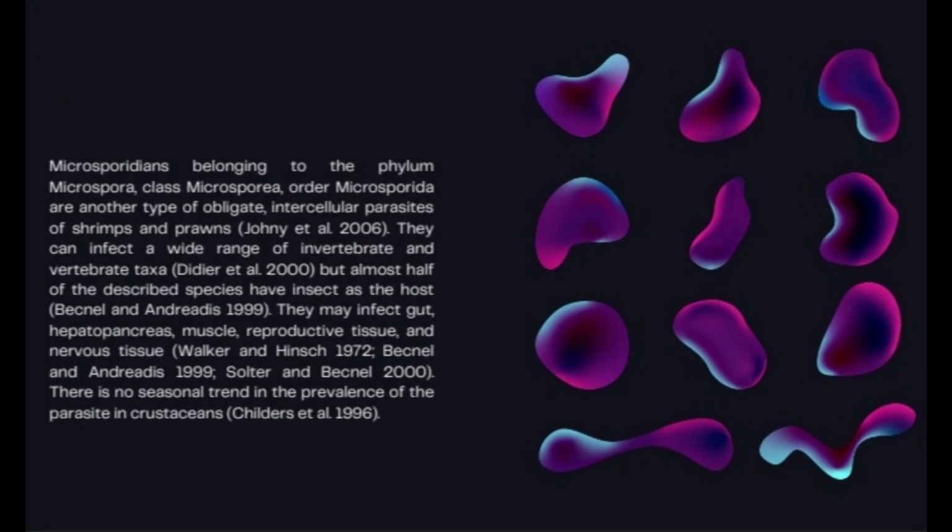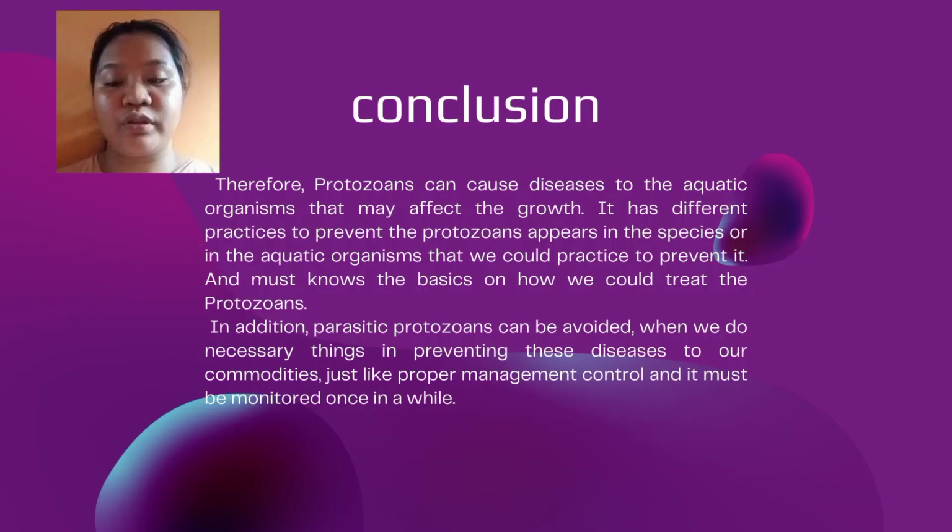Microsporidians belonging to the phylum Microspora, class Microsporea, order Microsporida are another type of obligate intracellular parasites of shrimps and prawns. They can infect a wide range of invertebrate and vertebrate taxa, but almost half of their described species have insects as their host. They may infect gut, hepatopancreas, muscle, reproductive tissue, and nervous tissue. There is no seasonal trend in the prevalence of the parasite in crustaceans.